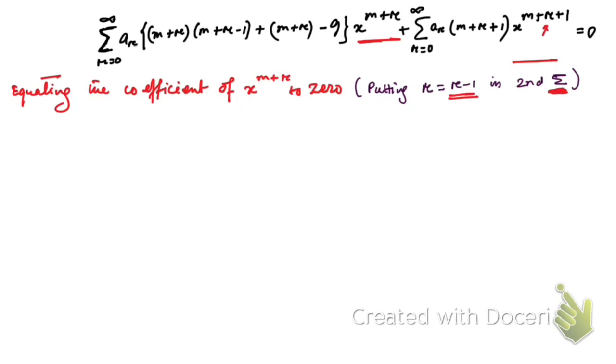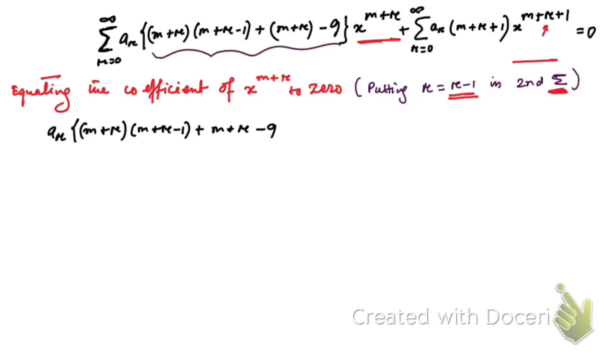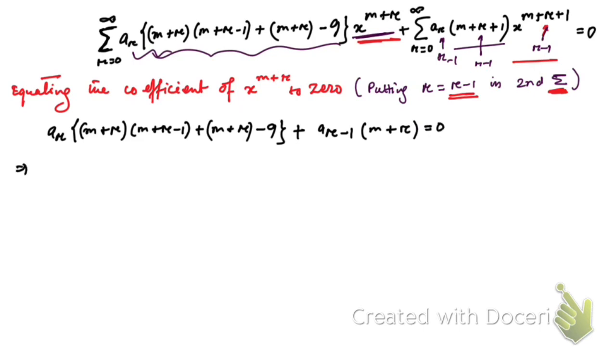Okay, now let's proceed. So that's what we have got, right? This is the coefficient of x to the power m plus r, and from this we're going to have this, right? Here we have put r equal to r minus 1, here also put r minus 1, and here also put r minus 1. That's what we have done, right? And doing so, we have got this.